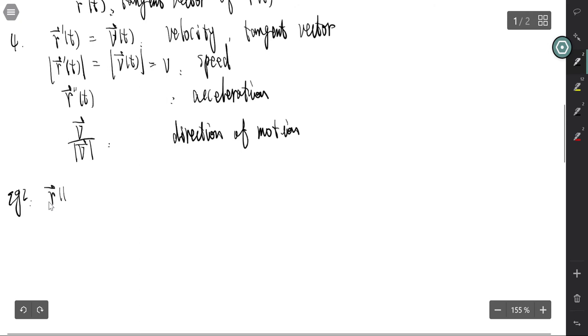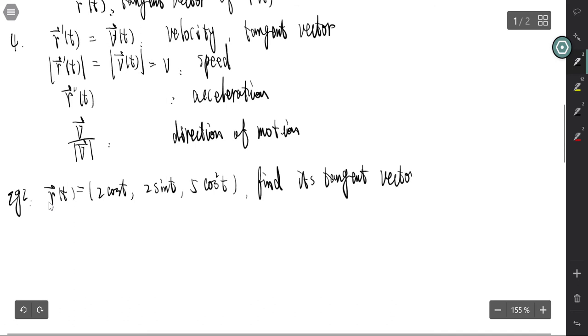Let's look at another example related to those definitions. If r(t) equals 2 cosine t, 2 sine t, and 5 cosine squared t, we want to find its tangent vector, acceleration at 7 pi over 4, and speed. Now, the tangent vector is the velocity.